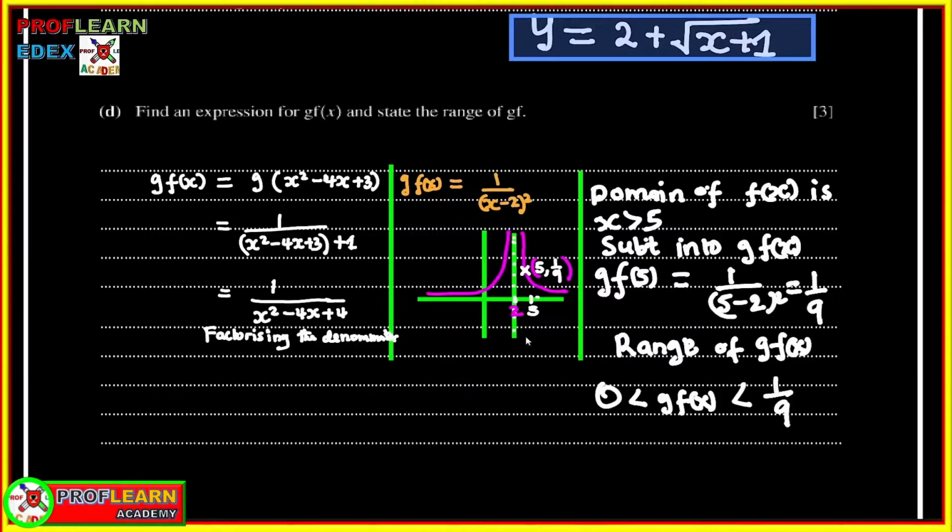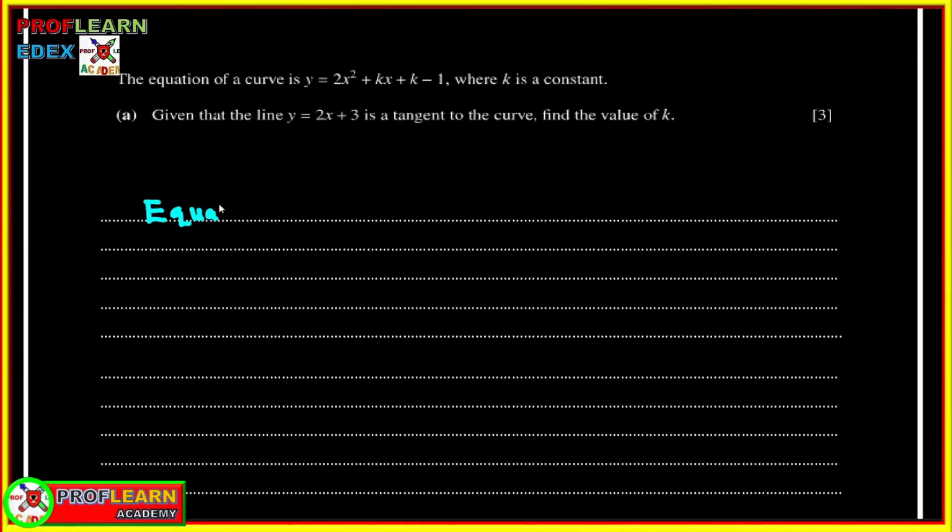Moving to the next question, we are told that the equation of a curve is y equals 2x squared plus kx plus k minus 1, where k is a constant. Given that the line y equals 2x plus 3 is a tangent to the curve, find the value of k.